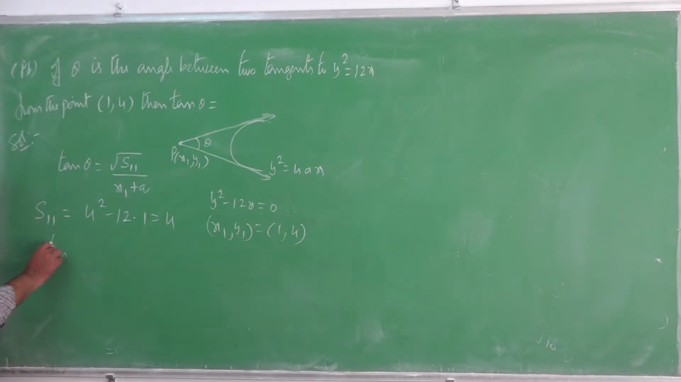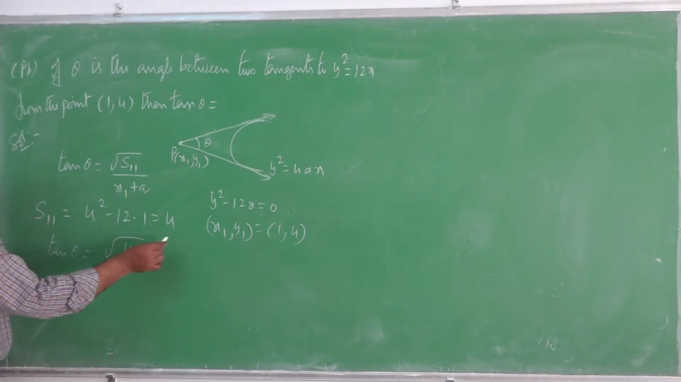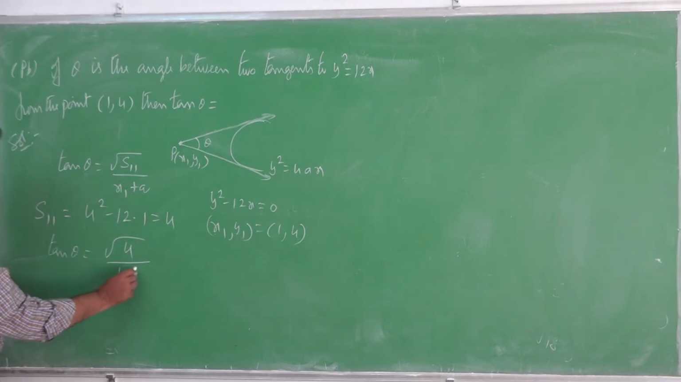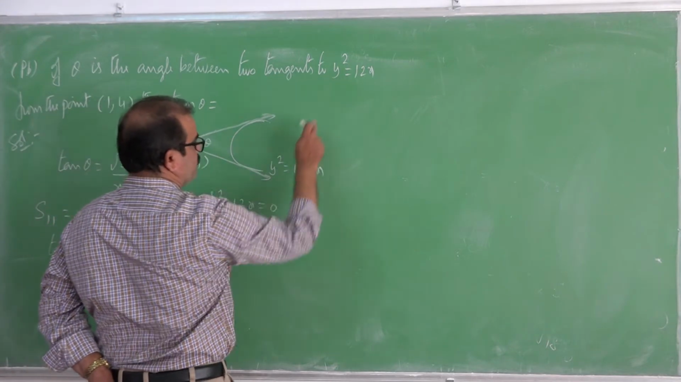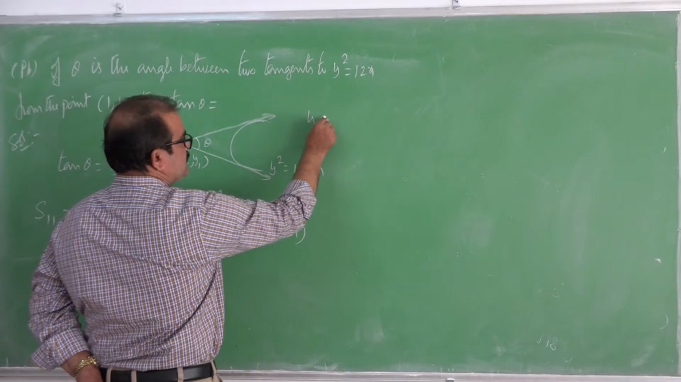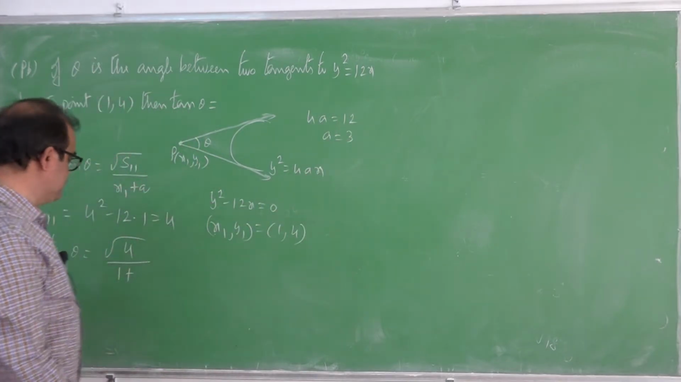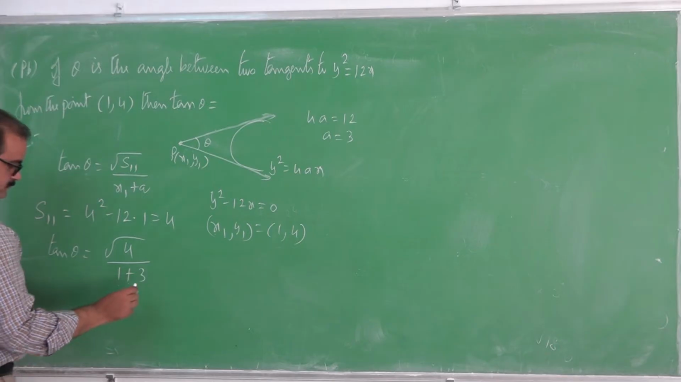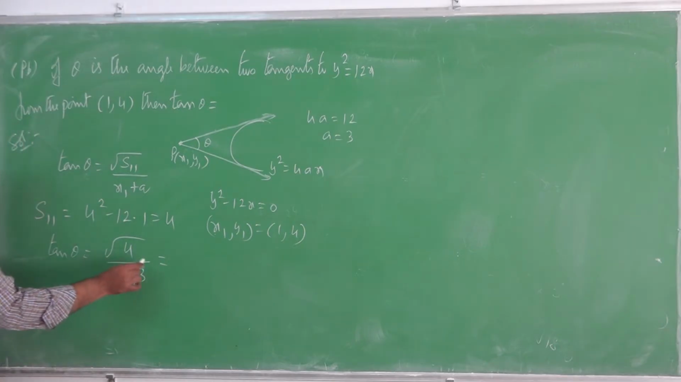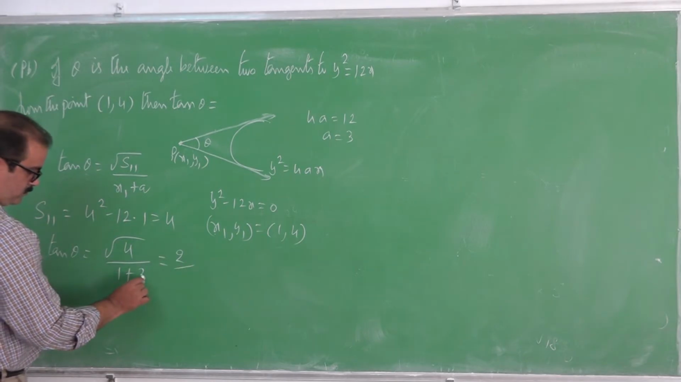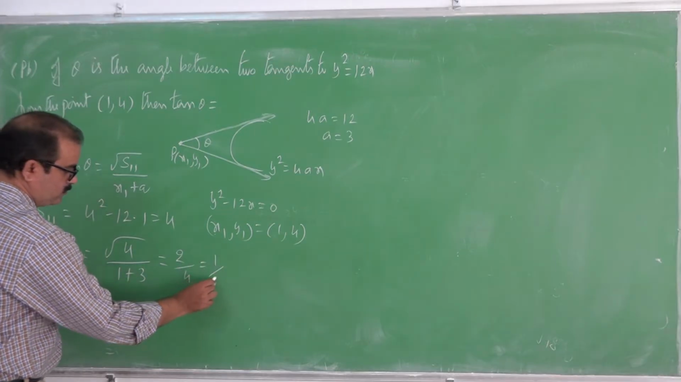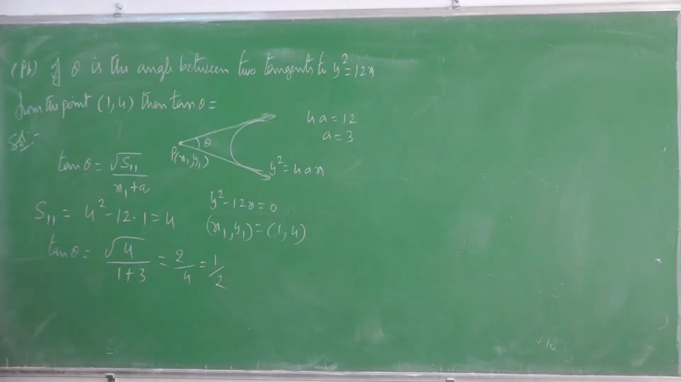Therefore, tan theta is equal to root of S11, root 4, by x1 plus a. What is x1? 1 plus a. Compare this parabola with y square is equal to 4ax. Then 4a is equal to 12, a is equal to 3. Root 4, 2. 1 plus 3, 4. 2 by 4, that is 1 by 2.